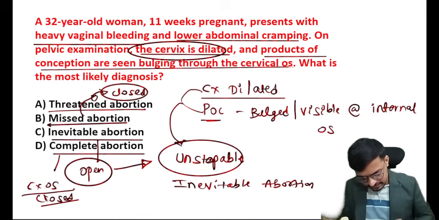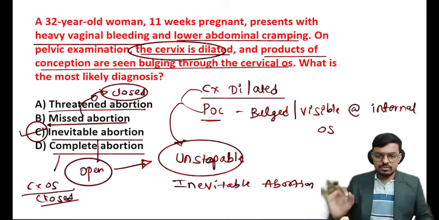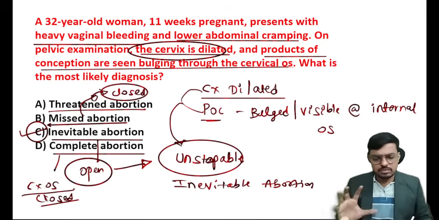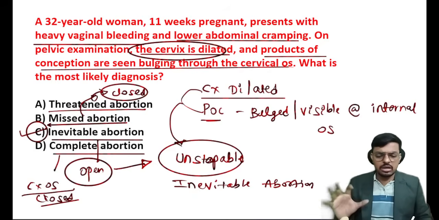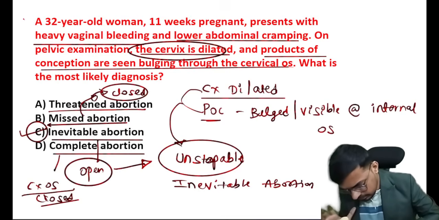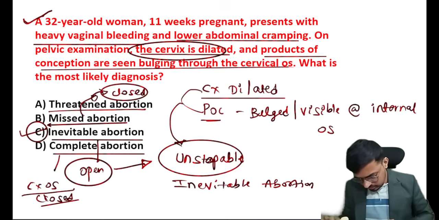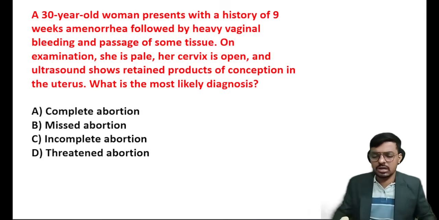Okay, so hope it is clear to every one of you, and the answer for this question is only one and the best answer, that is the inevitable abortion, because in the option they have given, the cervix is dilated and the products of conception have come to the internal os. Okay, and lower abdominal pain and vaginal bleeding are there. So the answer for this question is the very important inevitable abortion. Okay, so let's go to the next very important question and concept here.